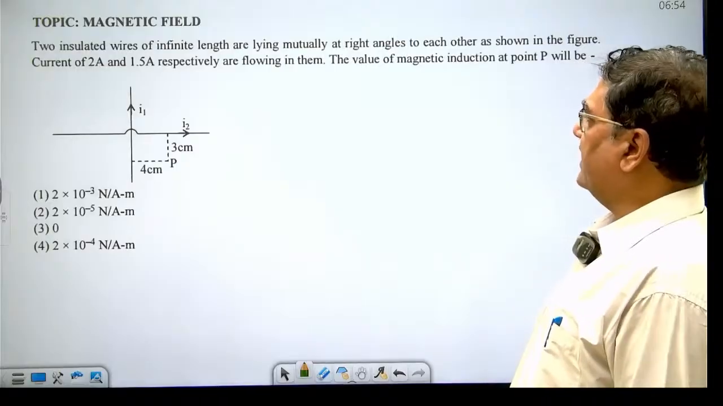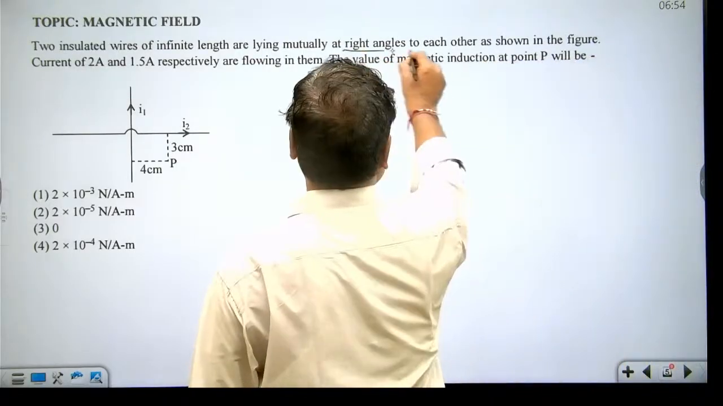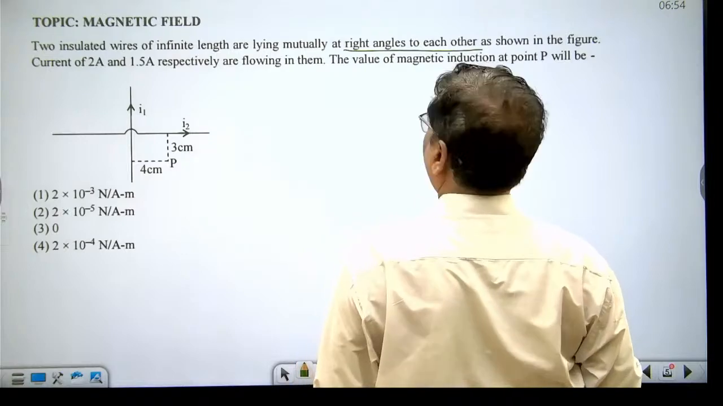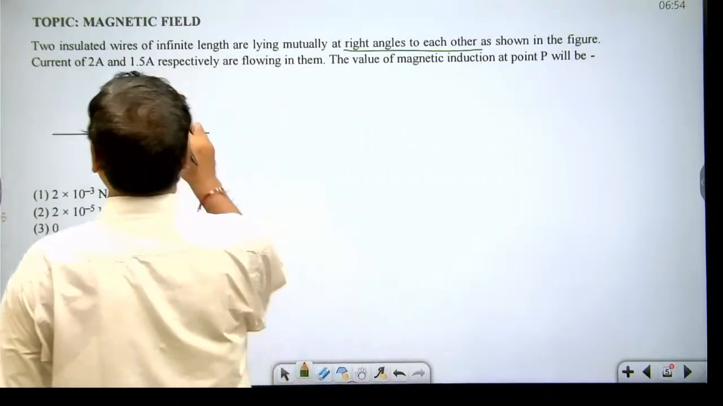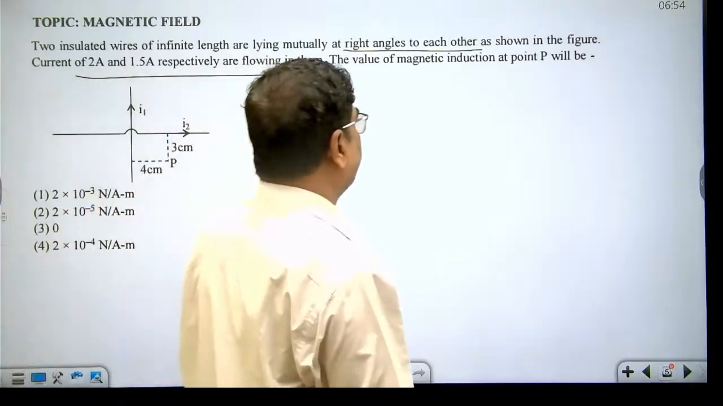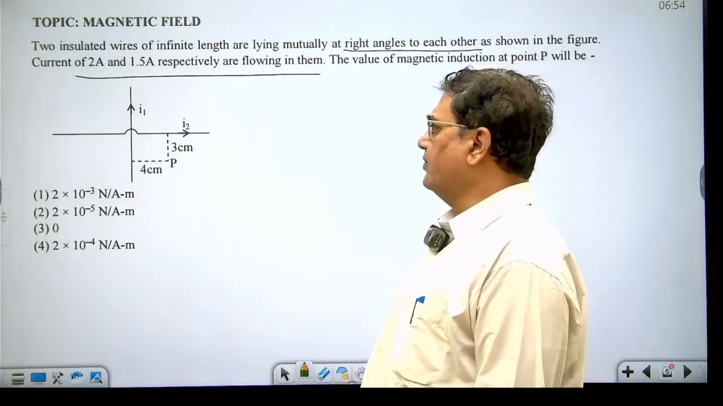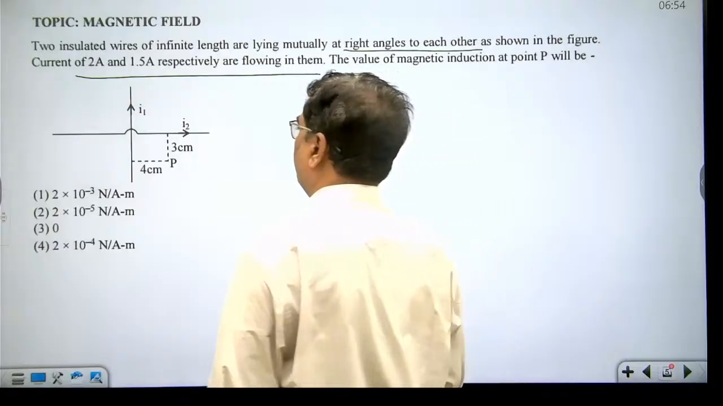Two insulated wires of infinite length are lying mutually at right angles to each other. In this question, the plane should also be the same. As shown in the figure, currents of 2 ampere and 1.5 ampere respectively are flowing in them. Then the value of magnetic induction, meaning magnetic field intensity, at point P will be. The magnetic field due to an infinite long wire is mu 0 I upon 2 pi r.